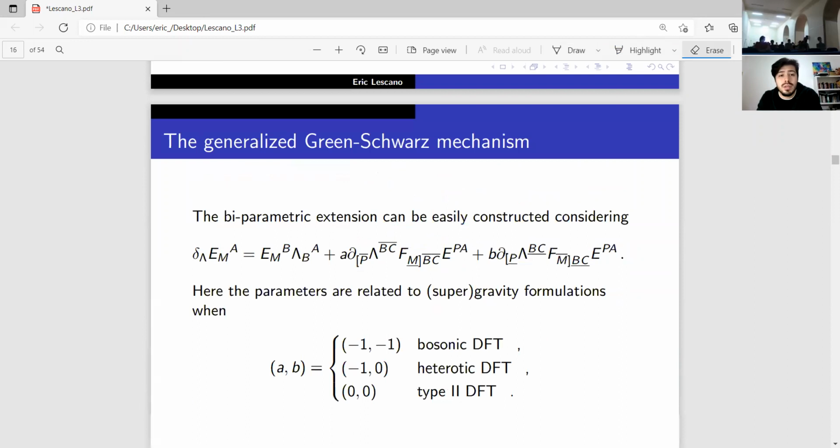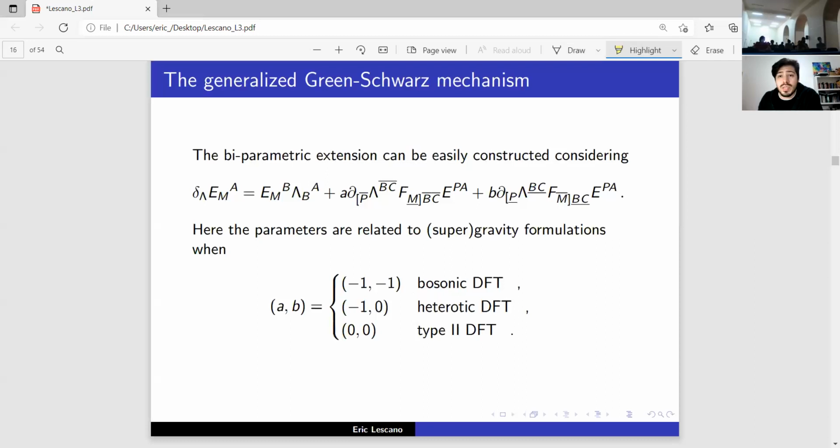This is still heuristic. We have here a Green-Schwarz mechanism for the A parameter and a Green-Schwarz mechanism for the B parameter. We can understand this proposal, because in this case, this flux was related to the spin connection with torsion, with the minus torsion, and this flux over here is related to the plus connection with torsion. So this is a very natural proposal.